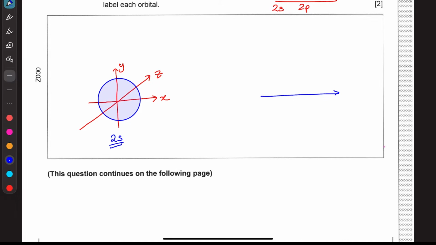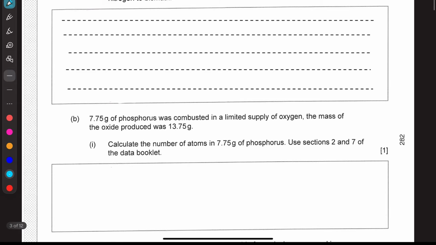Now for 2p, we have three options. Either you can draw 2px, 2py or 2pz. You just have to align the dumbbell along that specific axis. So we can draw 2px. This is the 2px subshell. Done, that's it.